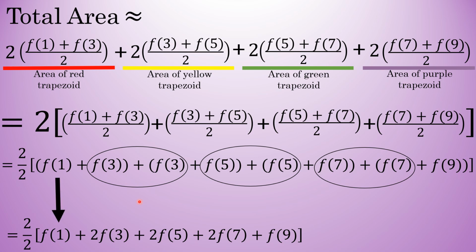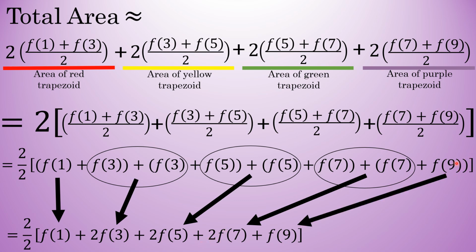What I've done here is simply brought down the first term, f of 1, but then because there are two f of 3 terms, I've written it once with the coefficient of 2. There are two f of 5 terms, I'll write it once with the coefficient of 2. The f of 7 terms pair up, there's two of those, and the final term, f of 9, is solo. There's no coefficient in front of that. The very first term and the very last term, there's only one of those, but the rest of them came in pairs.